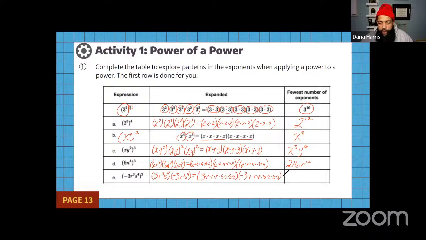So -3 times -3 is +9. How many r's do I have? 1, 2, 3, 4, 5, 6. So r to the 6th power. How many s's? 1, 2, 3, 4, 5, 6, 7, 8. S to the 8th power. Okay. So if you notice, there is a pattern here. And what this pattern looks like, let's see, it may be on the next slide. Let's check to see.